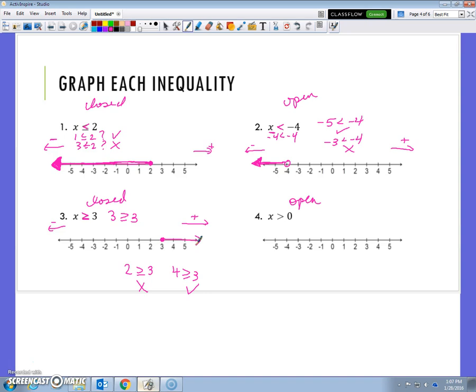Okay, and like I said, this number line itself is actually indicating all the different possibilities. It includes 5.5, it includes 4.5, 3.5, 3.1, 3.2. All these little decimals in between are included because the line is touching them.